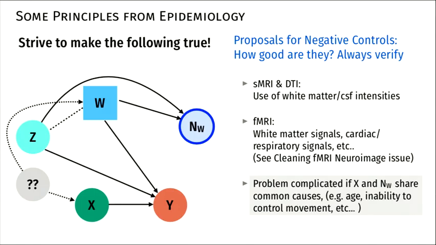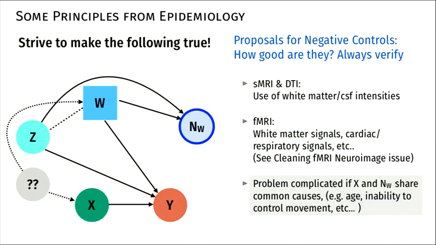So there can be two kinds of questions. One is, are you inadvertently capturing some X in your negative control, in which case that's not a good negative control. The other could be, does your negative control capture all of W, or is there residual unexplained stuff? So it could be in both directions, right?